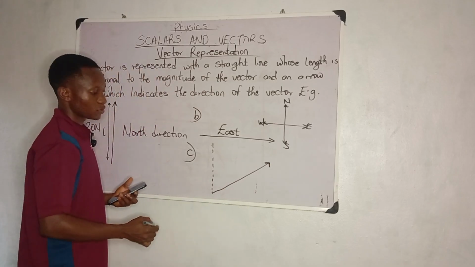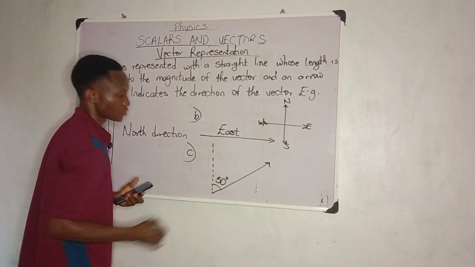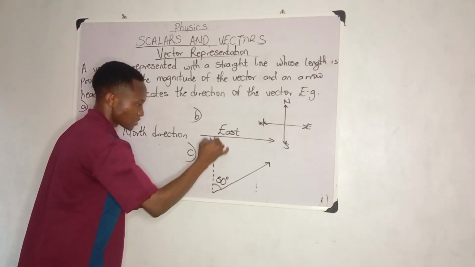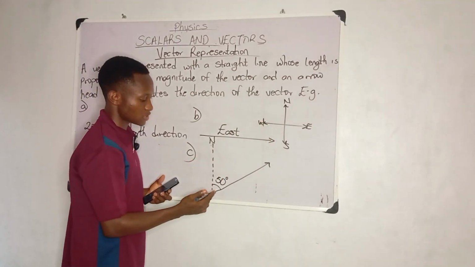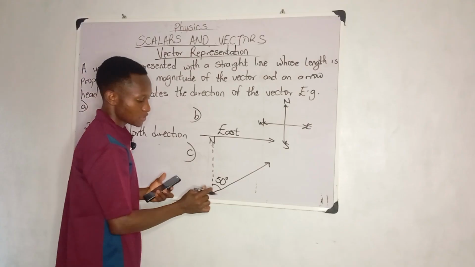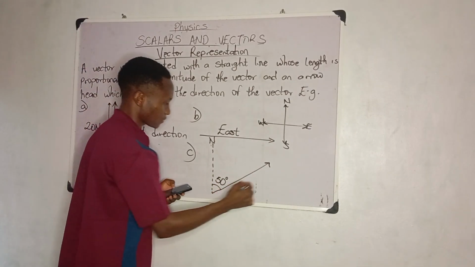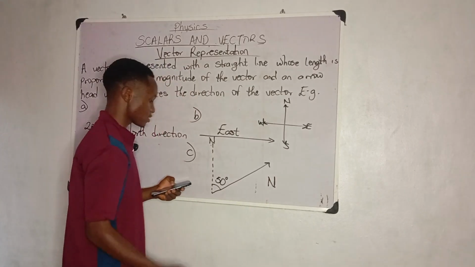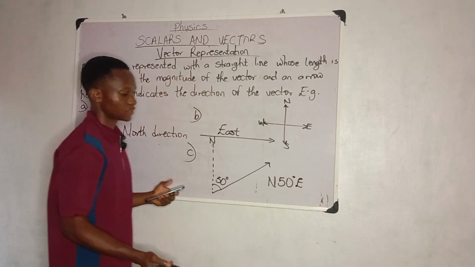This is your vector, and you have 50 degrees here. If you watch your cardinal points, you can see it. So the answer for this vector is going to be what? Can you tell me? The answer for this vector is going to be north 50 degrees east. Now why is it east?